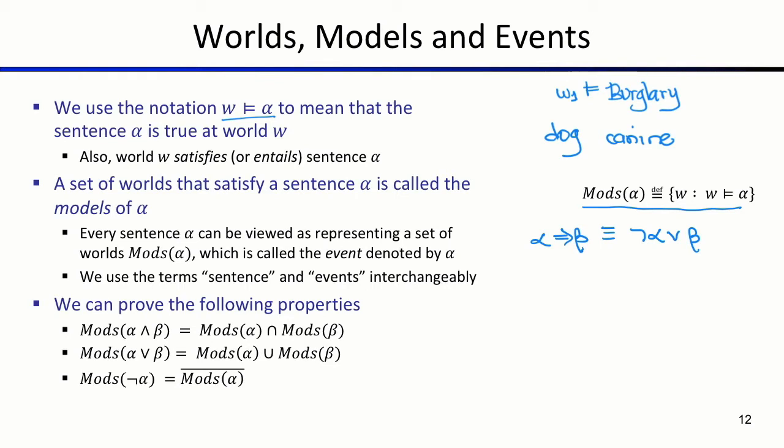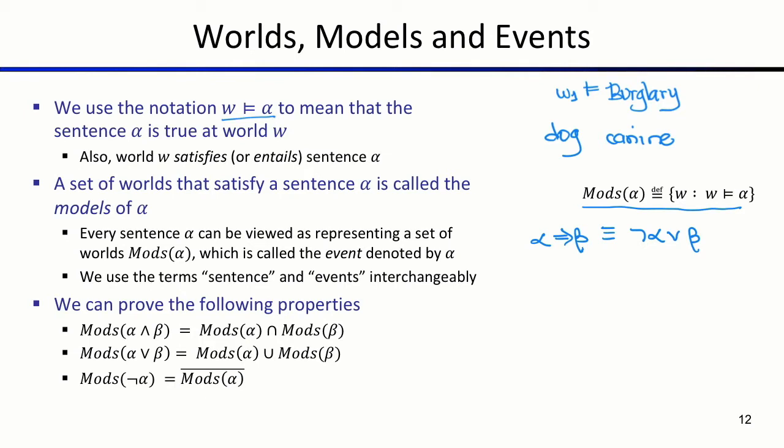By the way, we're going to use the terms sentence and events with the same meaning. They will at the same time represent the sequence of symbols as well as the set of worlds in which the sentence is true. So if we interpret the sentence as its model, the set of worlds in which the sentence is true, we can start defining some properties and some relationships between the sentences.